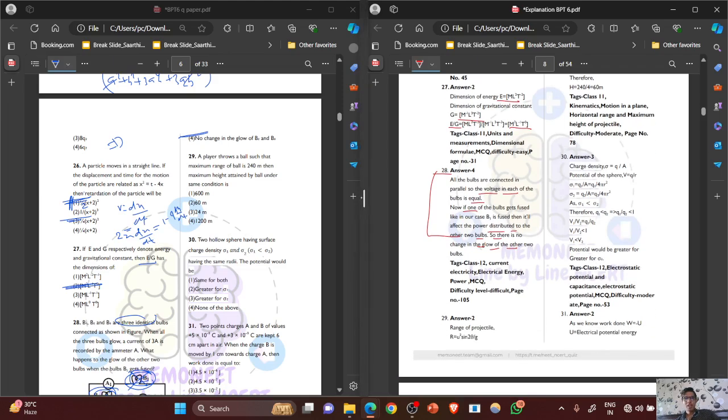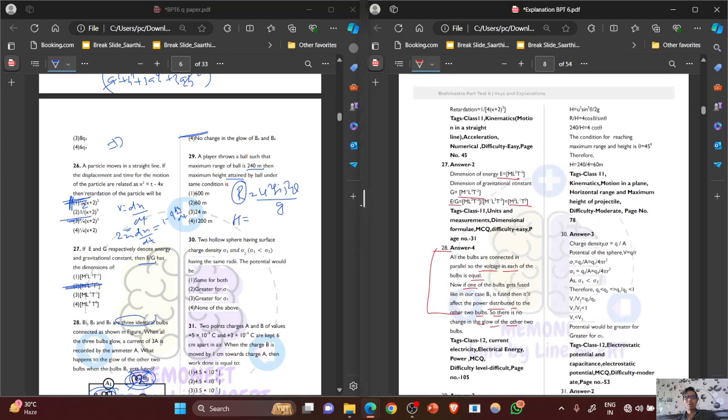Now moving ahead. A player's maximum range is given, and we need the maximum height. You know that range is simply u square sine 2 theta by g. Here the range is given and we are asking about the maximum height. H max is simply u square sine square theta by 2g. Take the ratio and you get the value.